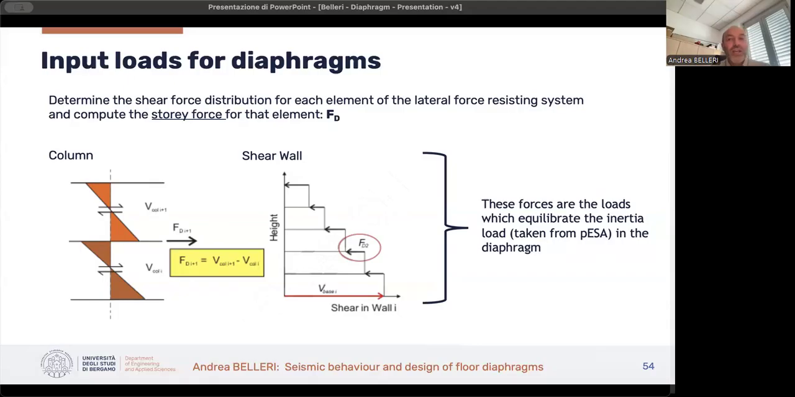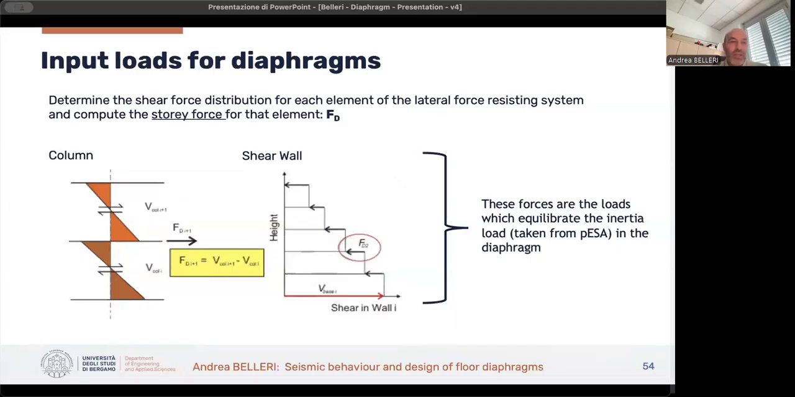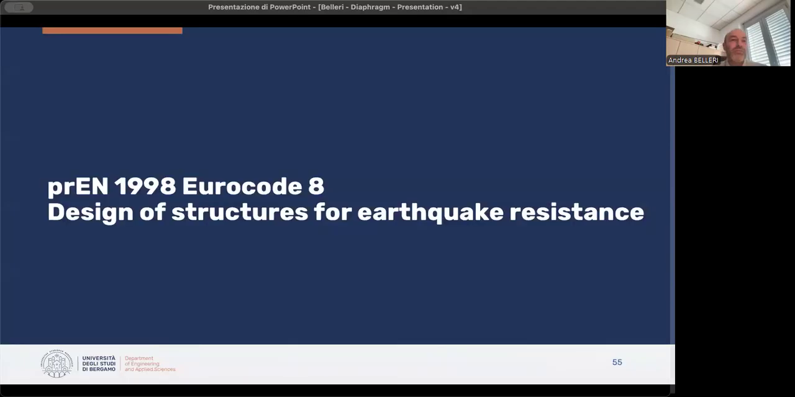So you have the inertia loads on the whole floor, and you have these loads that need to be in equilibrium at the vertical elements of the lateral force resisting system. And with those forces, the inertia and these story forces, you can define the load path and design your whole diaphragm.